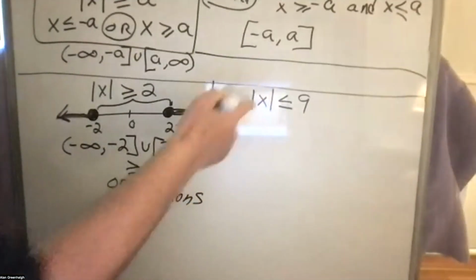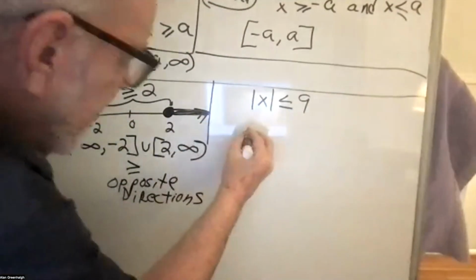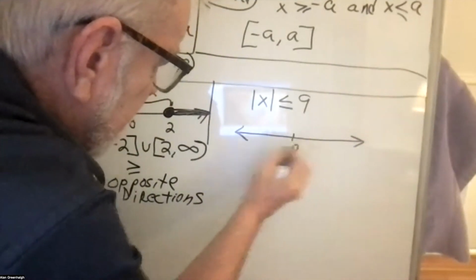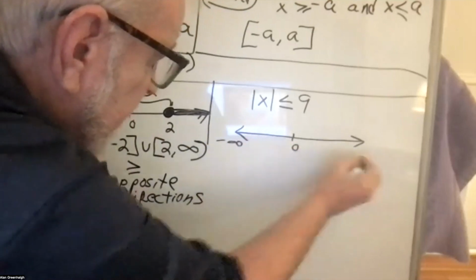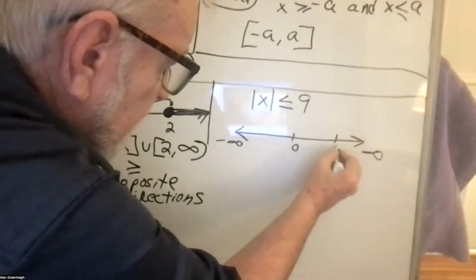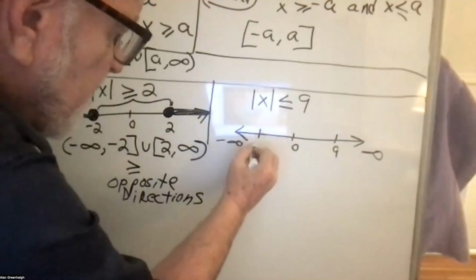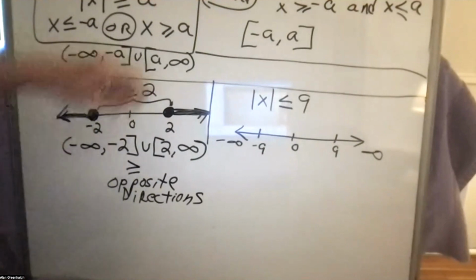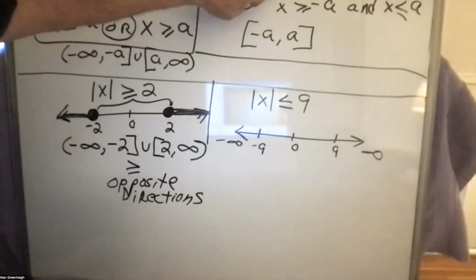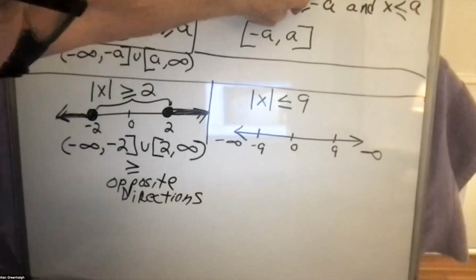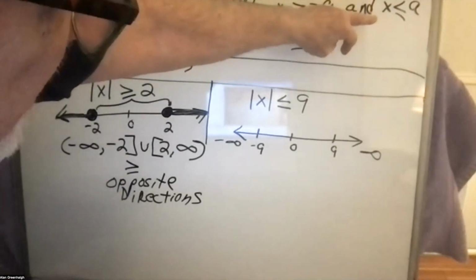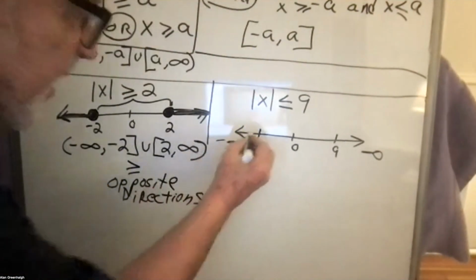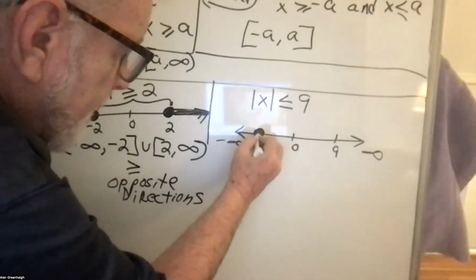This one is the and situation, which means that here's the number line, here's 0, negative infinity, infinity, 9, negative 9. And that's what the rule tells us. The rule tells us that if the absolute value of x is less than or equal to a, it will be less than or equal to a, greater than or equal to negative a. So this is what it looks like.